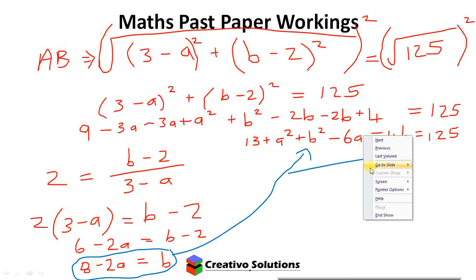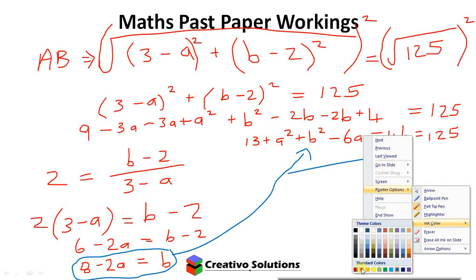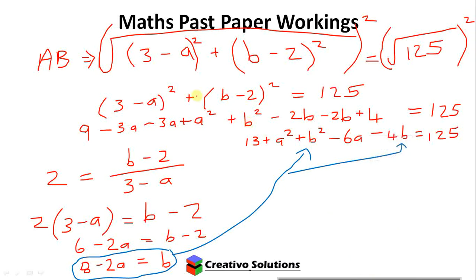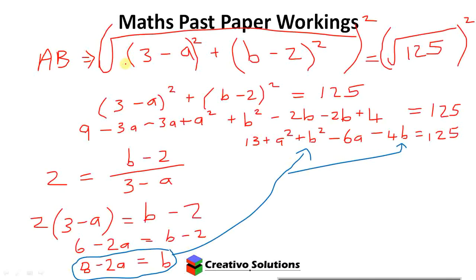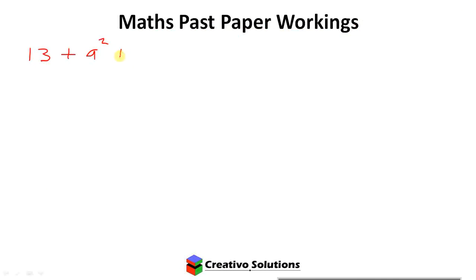I'm going to do this on the next page because it's long. Let's keep the color though. I'm going to still put it in red. Okay, so 13 plus a squared plus b squared. Do I know what b is? Yes, I do. b is 8 minus 2a.